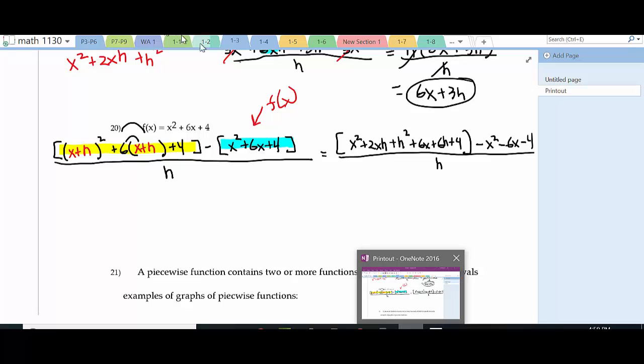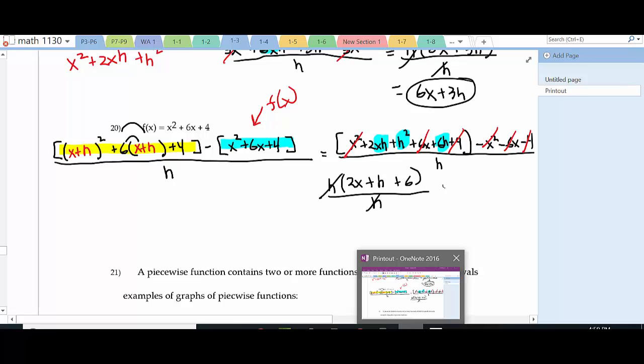Then what we'd have from here is that the x squared would cross out, the 6x would cross out, the 4 would cross out. And then what I want you to pay attention to is that everything that's left over has an h in it, doesn't it? So that means you can factor h out, and then it'll cancel with the h at the end. Once you end up with this, take h out, you'd have 2x plus h plus 6 all over h, the h's cross out, and then your answer is 2x plus h plus 6. That's it. Looks like most of you got that okay. If you didn't get it right, just check your arithmetic and see where you went wrong. You guys feel okay with that?